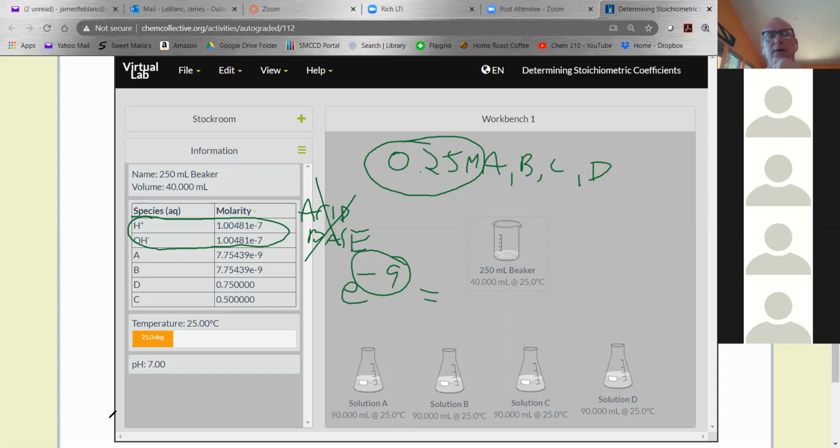That's equal to a number. It means 1 times 10 to the minus 9. That's what that means. E to the minus 9 means 1 times 10 to the minus 9.